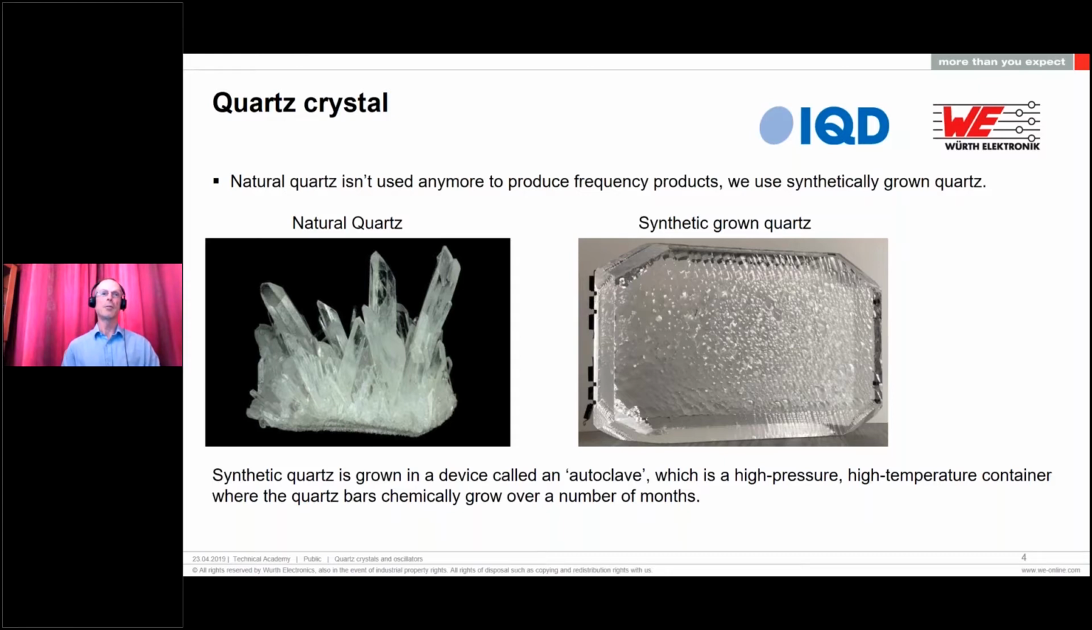As you can see from the two photographs, the photograph on the left is for natural quartz. It's the sort of thing you would see in perhaps a jeweler's. The photograph on the right shows synthetically grown quartz and how it comes out of the autoclave. The natural quartz, as you can see, is quite what we call milky coloured, and it has lots of impurities which we don't want. And so nowadays we grow the quartz as per the picture on the right. It's very, very pure, which is what we need.